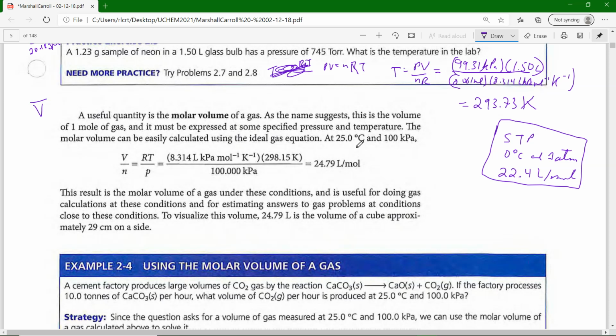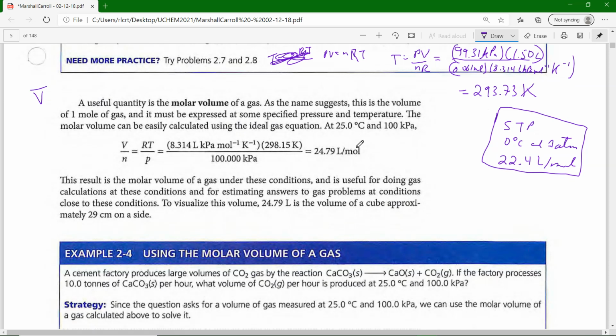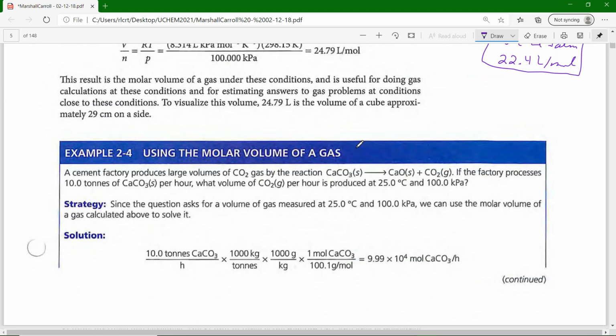Okay, so let's see an example of that. Here's a cement factory that produces large volumes of carbon dioxide gas by the reaction of calcium carbonate going to calcium oxide plus carbon dioxide gas. If you process 10 metric tons of calcium carbonate per hour, what volume of carbon dioxide is produced? A metric ton is 1,000 kilograms, so 10 times 1,000 is 10,000 kilograms, and 1,000 grams per kilogram gives the grams of calcium carbonate.